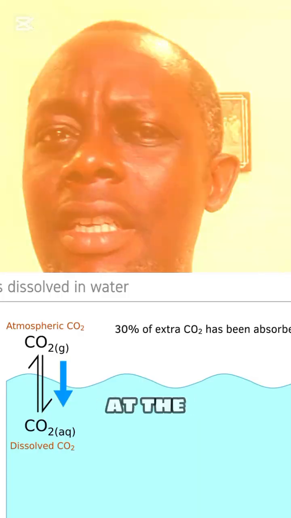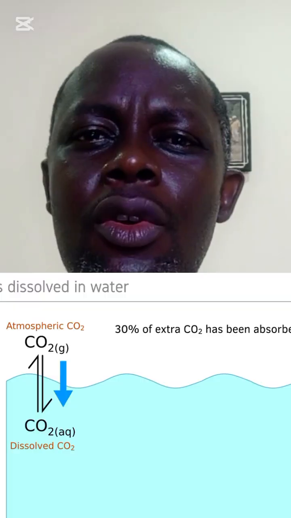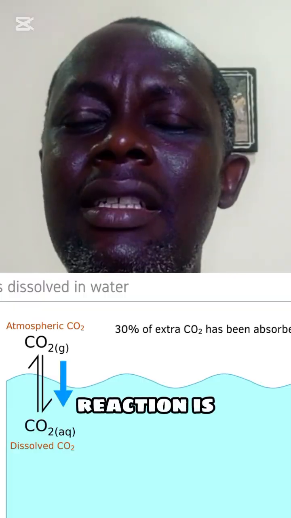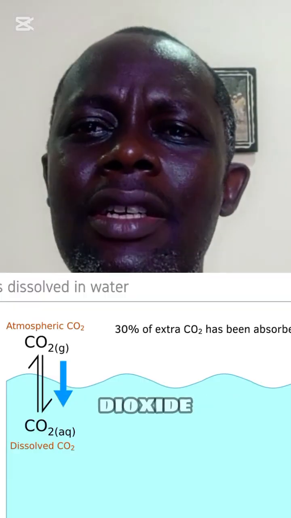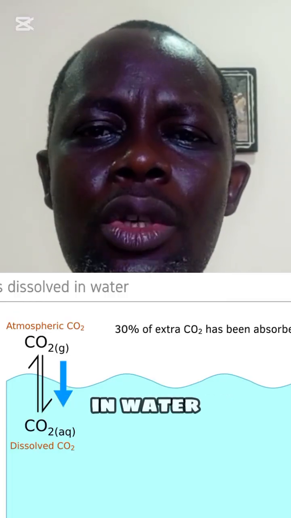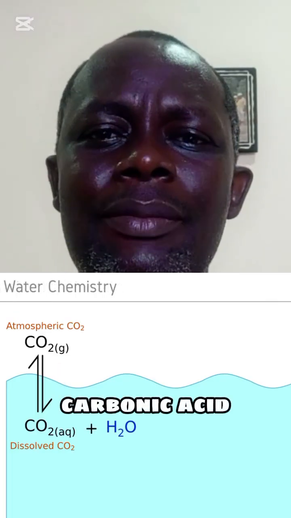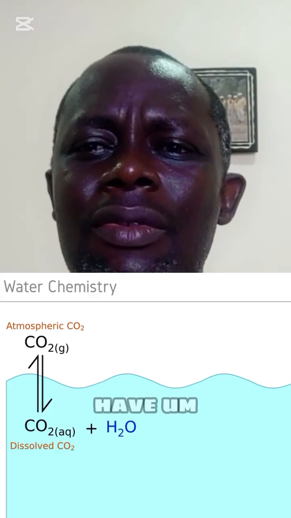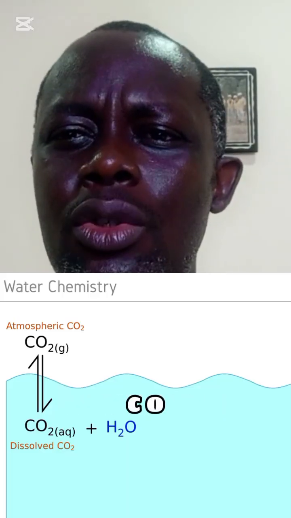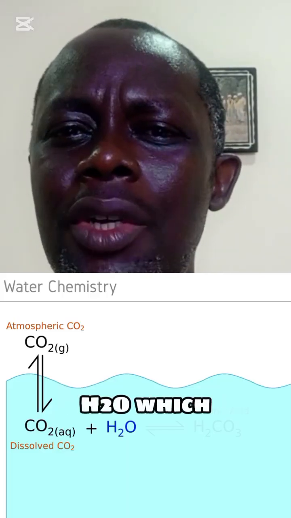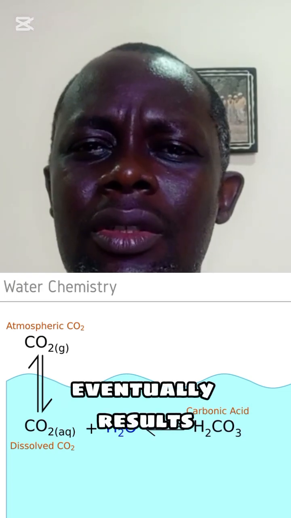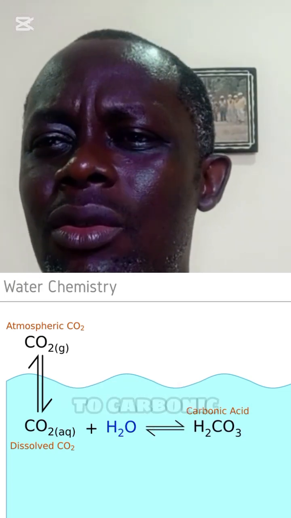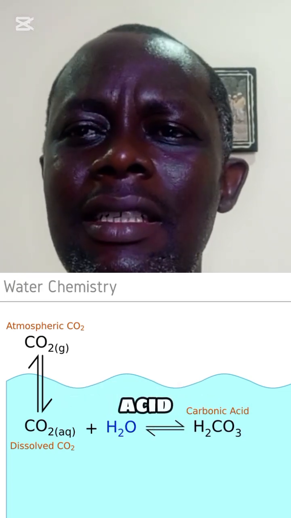Now let us look at the first step. The first reaction is the dissolving of carbon dioxide. Carbon dioxide gas dissolves in water to form carbonic acid. So basically you now have CO2 plus H2O, which eventually gives rise to carbonic acid.